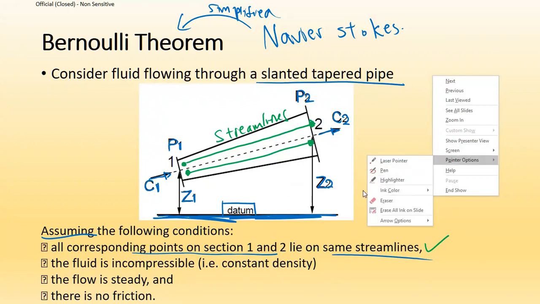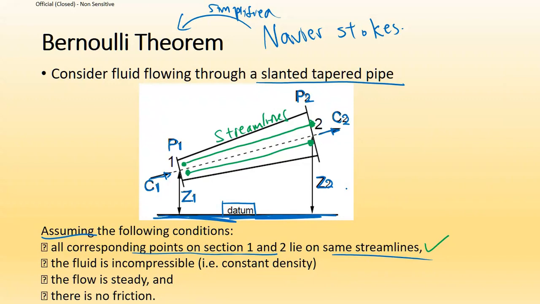Second, of course the fluid is incompressible, meaning the density must be the same: rho 1 must be equal to rho 2. The flow is steady. Steady means whatever goes in is coming out, so at steady state m dot 1 must be equal to m dot 2, or v dot 1 is equal to v dot 2, which is the continuity that we studied previously. And lastly, for the perfect equation, we assume that there's no frictional loss throughout the flow.